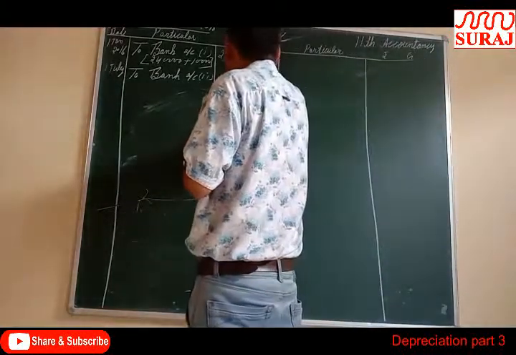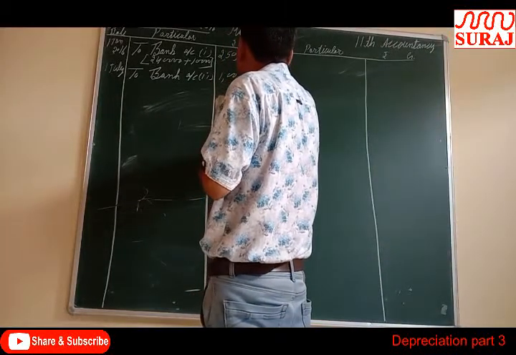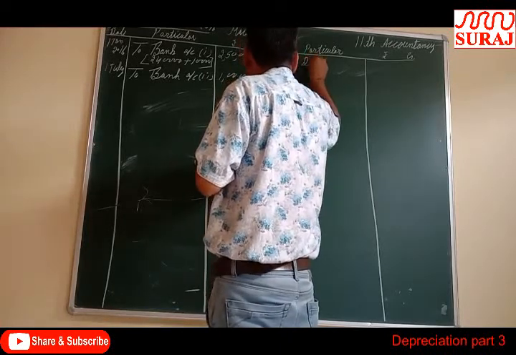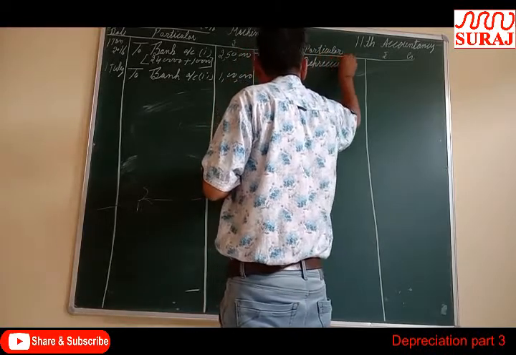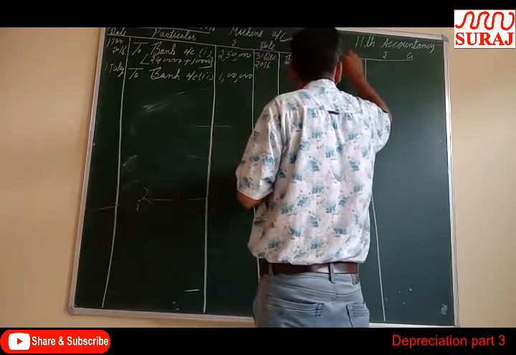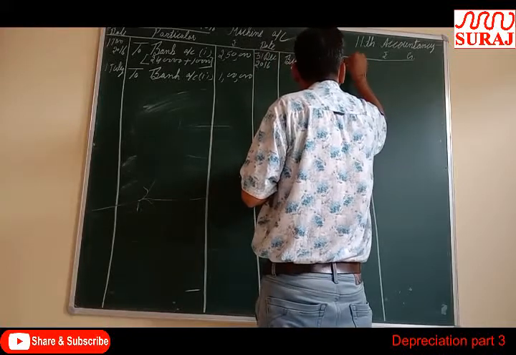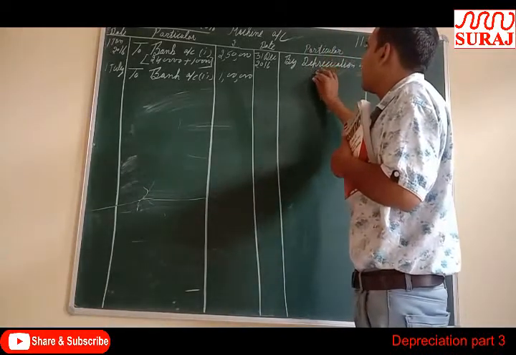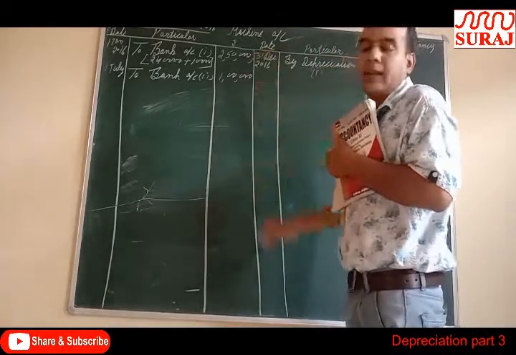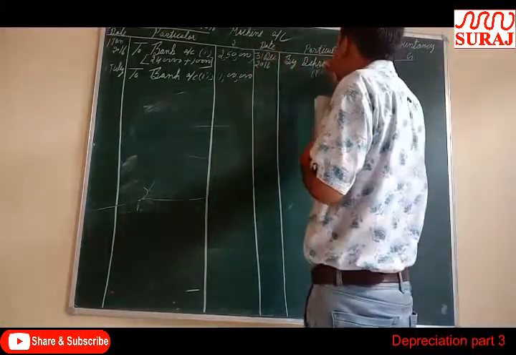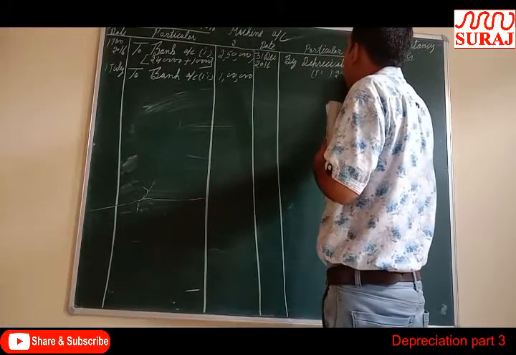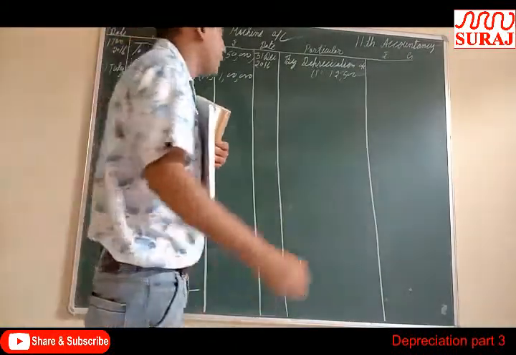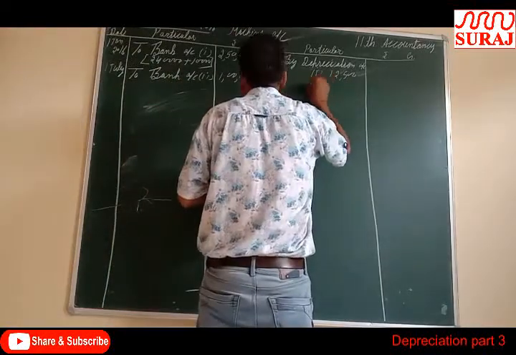Now I will do the entry at the end of the year, 31st December 2016, where we charge depreciation. Your entry will be depreciation account debit to machine account, machine credit on the credit side. The first machine is used for the complete year at a 5% rate of depreciation, so your depreciation will become 12,500, which is 5% of 2,50,000. Complete year it is used.